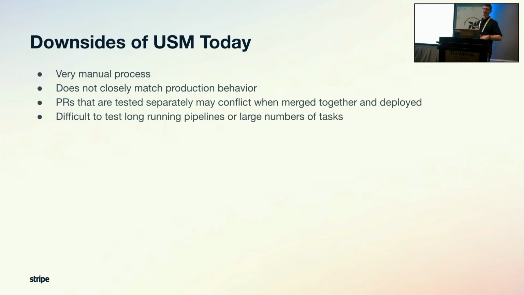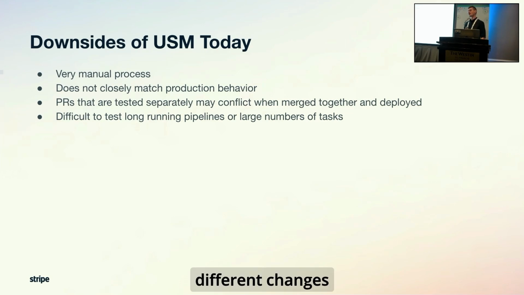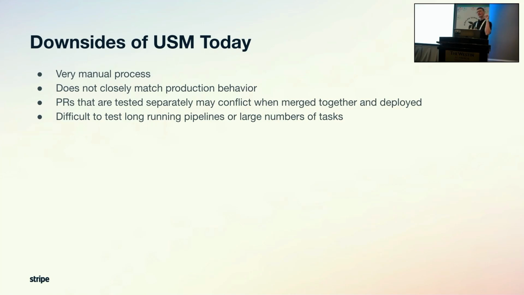As well, of course, there's the issue of multiple users working on different changes that affect the same task, and each one of them tests separately and they all work, but when they come together, they don't work. Especially, again, because it's a very manual process, it's difficult to test long-running pipelines or a large number of tasks. For example, suppose that you're an infrastructure engineer and you're making a change to the version of a Python package or something like that. That might affect hundreds or thousands of tasks. You're not going to probably go run every single one of those tasks manually in USM and verify that all of their outputs are still the same.